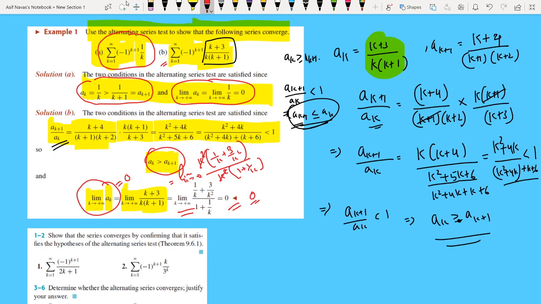Therefore, by the alternating series test, this series converges.